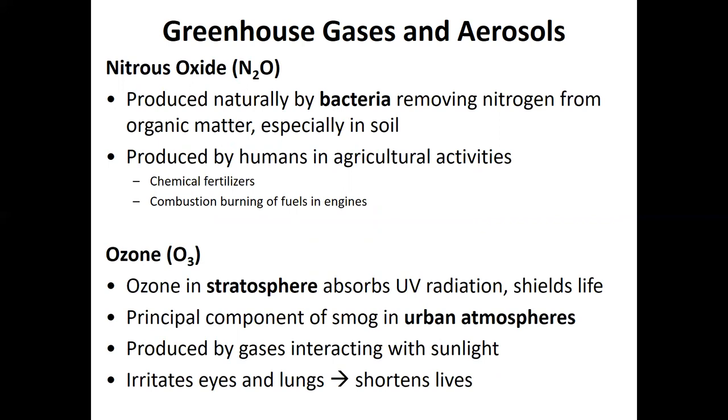So we have nitrous oxides produced naturally by bacteria removing nitrogen from organic matter, especially in soil. It's also produced by humans in agricultural activities, such as producing chemical fertilizers, and the combustion of fuels in engines. And then there's ozone. There's ozone in the stratosphere, which absorbs UV radiation and shields life. But there's also ozone that we produce that's the principal component of smog in urban atmospheres. It's produced by gases interacting with sunlight and irritates the eyes and lungs. And ozone has been shown to shorten lives in urban areas.